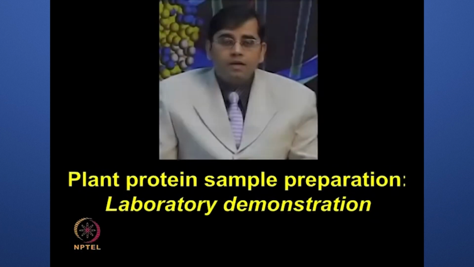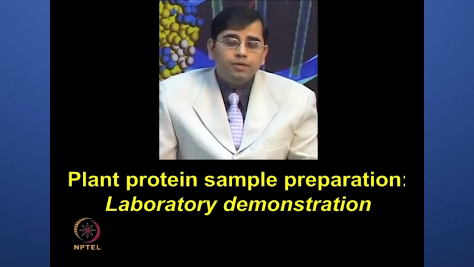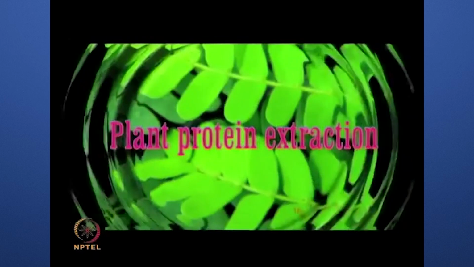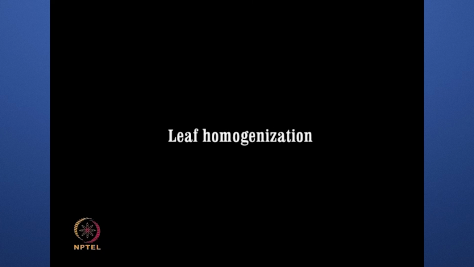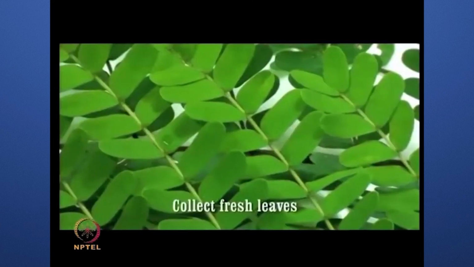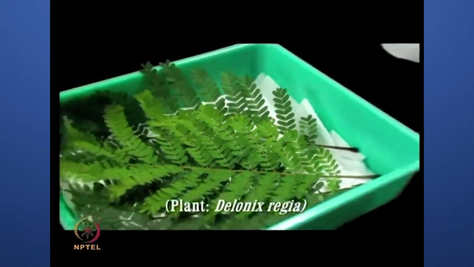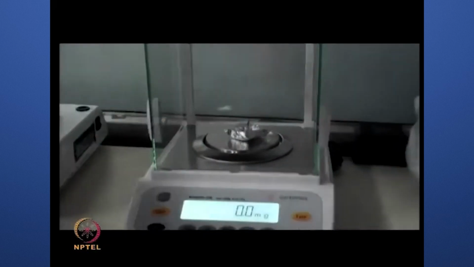So, let me give you a laboratory demonstration, a video for the plant protein sample preparation. Plant protein extraction. This process involves homogenization of the plant leaf sample followed by acetone precipitation for protein extraction. Leaf homogenization. Select the plant leaf sample of interest and weigh around 300 mg of the leaf on an aluminium foil.